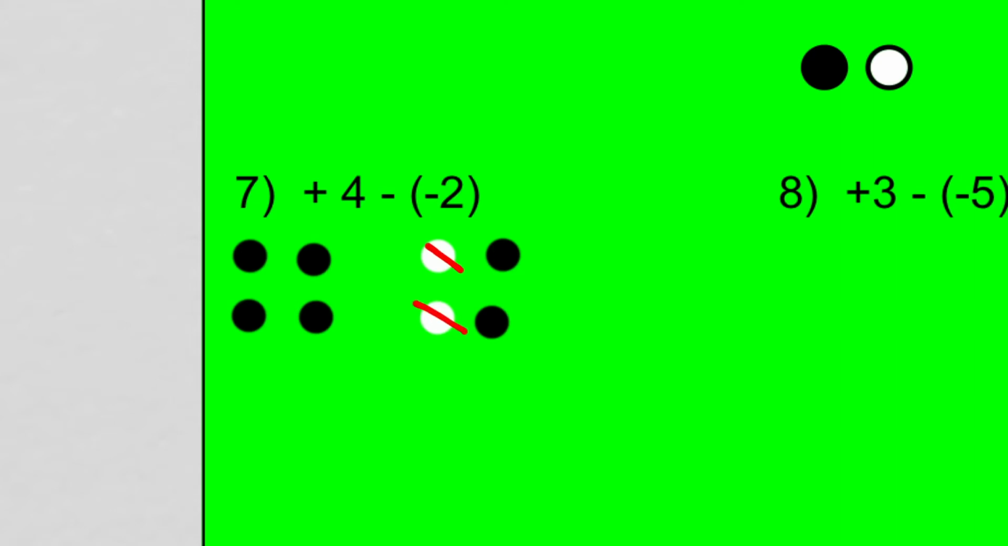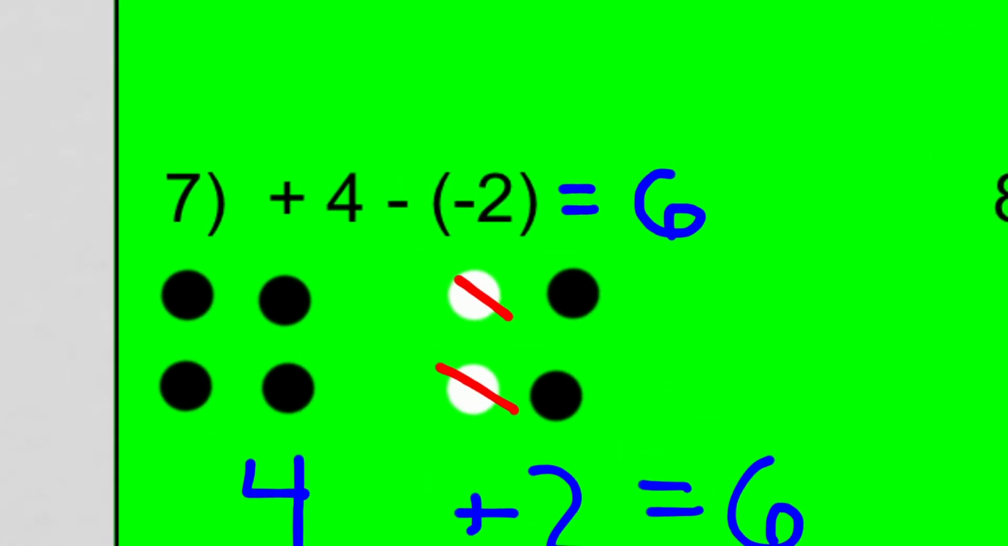And look at what I'm left with. 1, 2, 3, 4, 5, 6. The answer is positive 6. So subtracting a negative is just like adding 4 plus positive 2. It's just like adding a positive. 4 plus 2 equals 6. I remember it by remembering the 2 minus signs in the middle can form to make a plus.